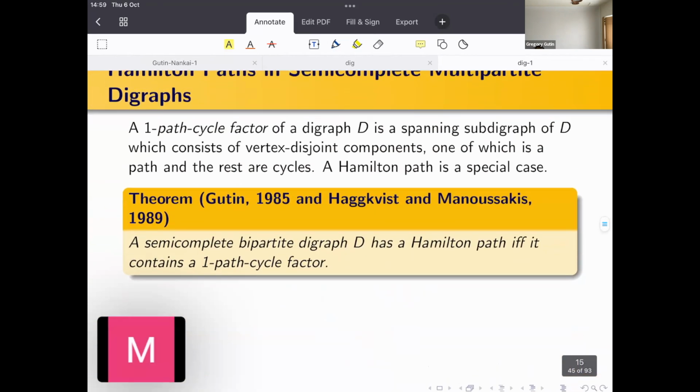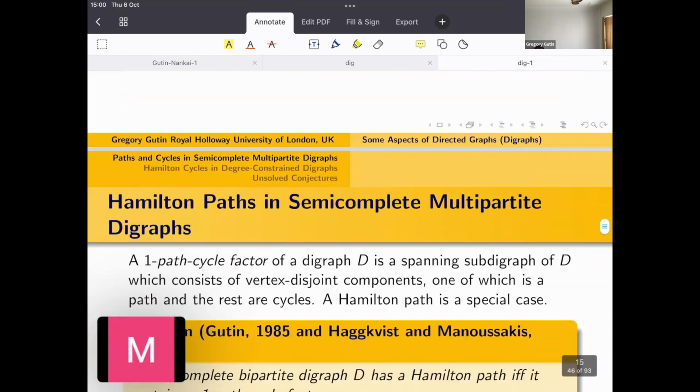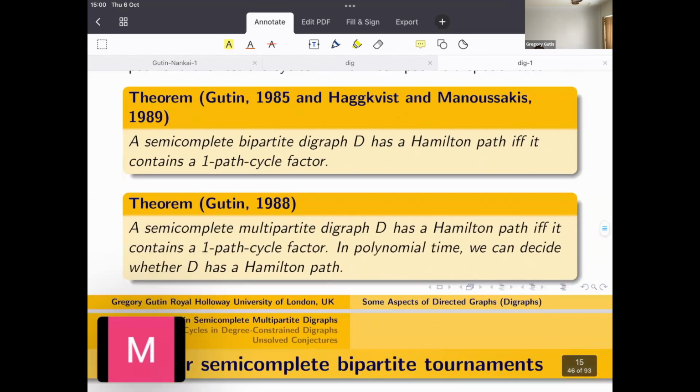What I proved in 1985, and later in 1989 by Häggkvist and Manoussakis, is that a semi-complete bipartite digraph has a Hamilton path if and only if it contains a one-path cycle factor. I believe Häggkvist and Manoussakis discovered this result independently, and that's what they told me also, because my paper was published in Russian and their paper, of course, in English. They probably didn't read my paper in Russian, because until 1990 I lived in the Soviet Union, so I wrote my papers in Russian. Later I actually generalized this result to semi-complete multipartite digraphs.